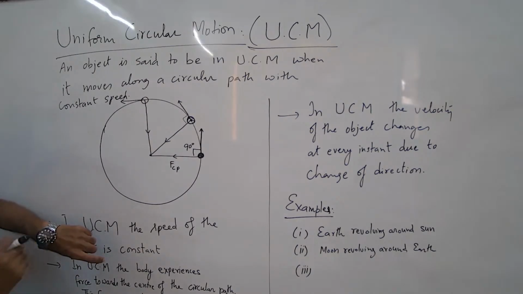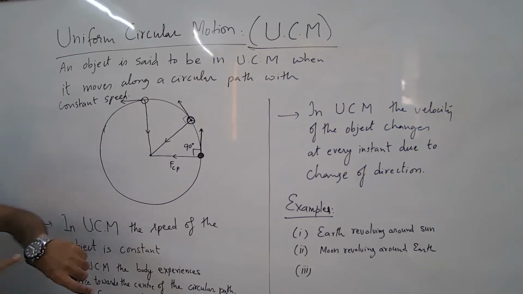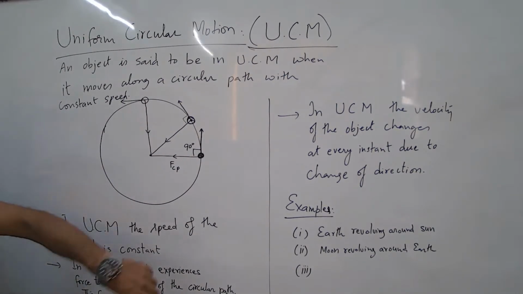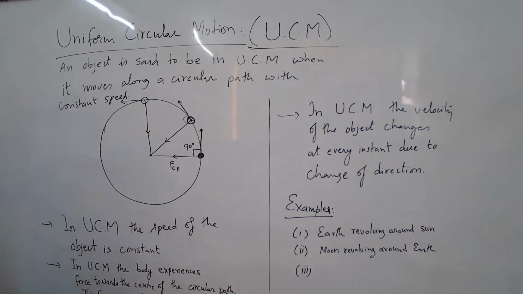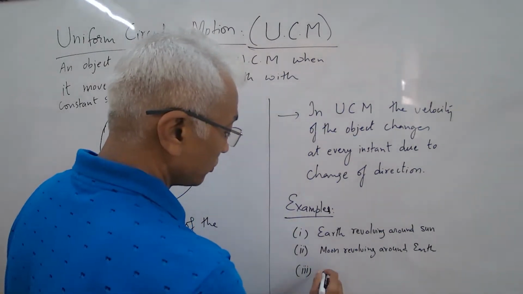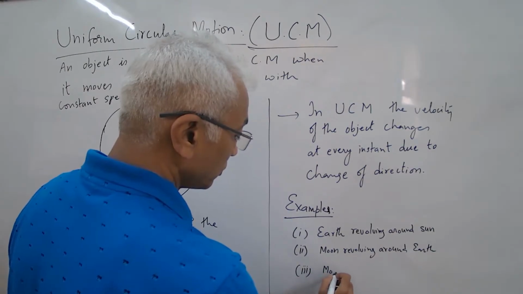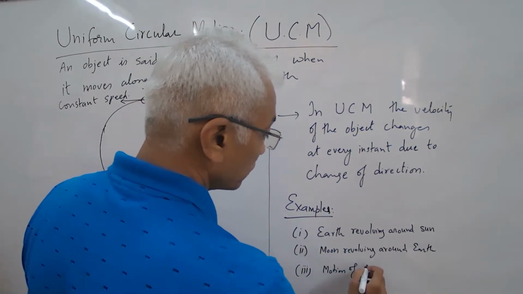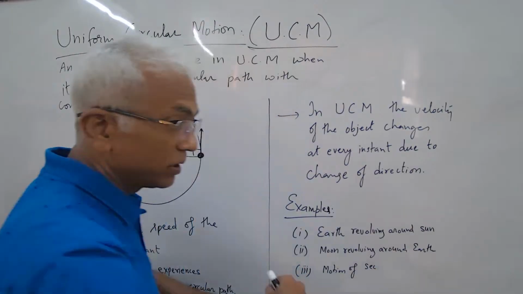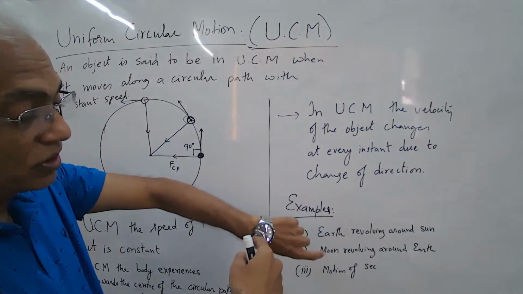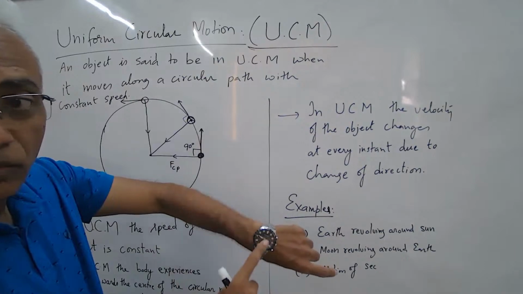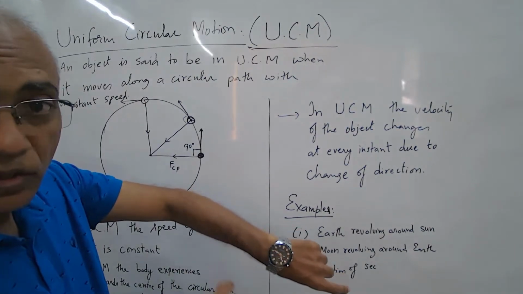What about the needle of the clock? Seconds needle of the clock. Is it an example of uniform circular motion? Yes. Correct. We are discussing examples. Every rotation or every revolution takes 1 minute. So speed is constant.